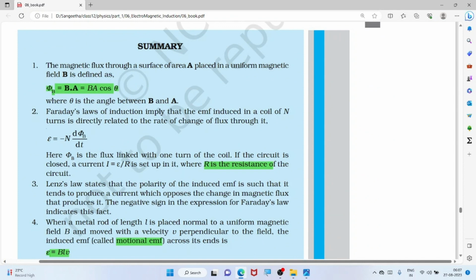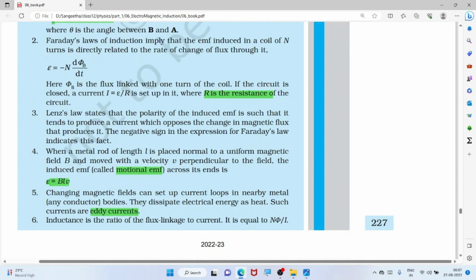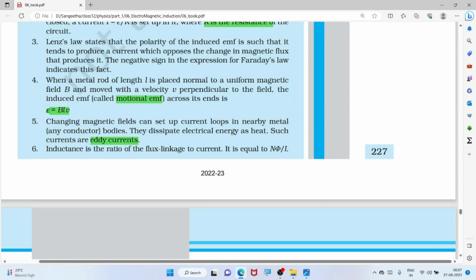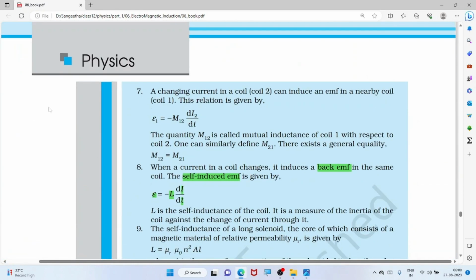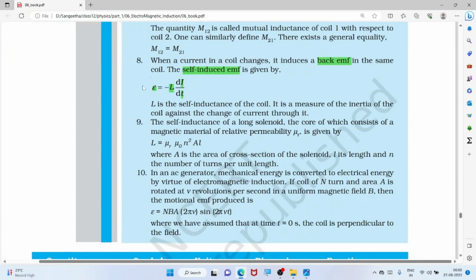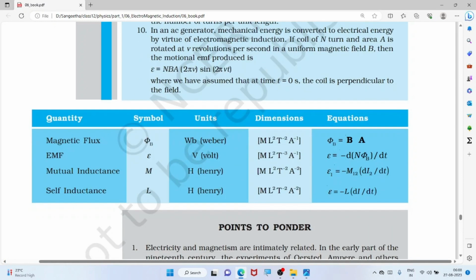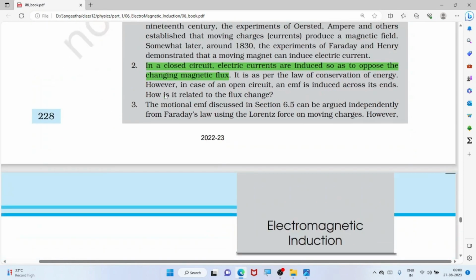In summary, these are again the equations: flux, EMF, force, eddy current. This is back EMF or the self-induced EMF. These are the dimensions, so you can go through this.